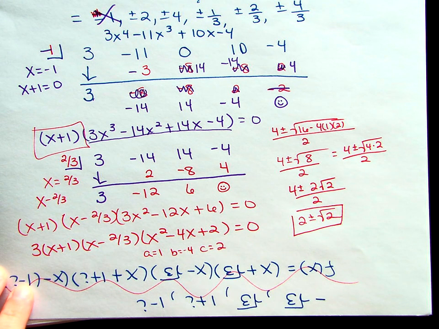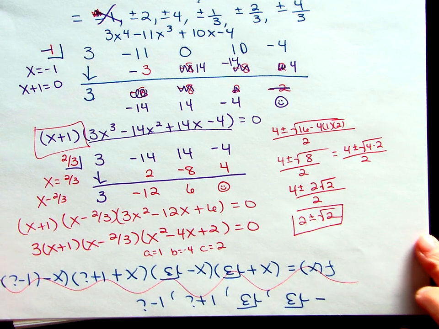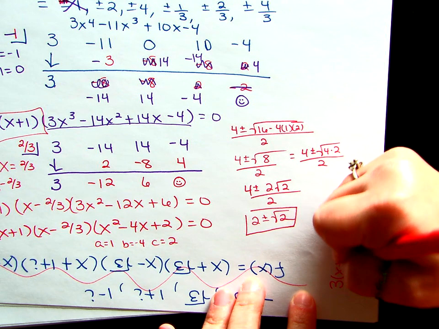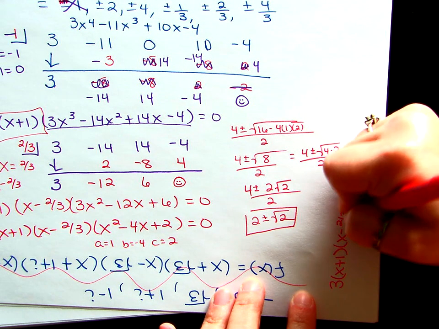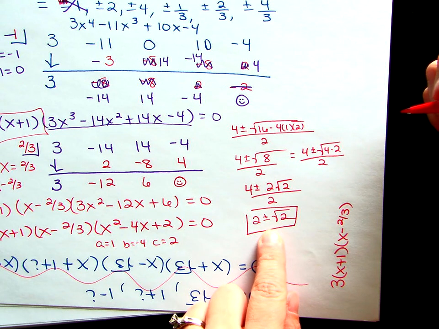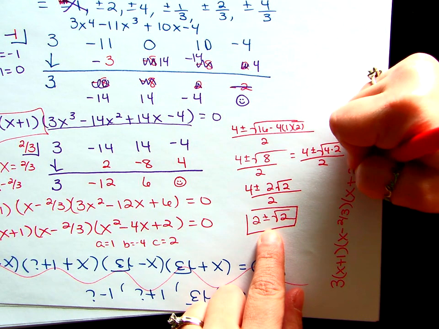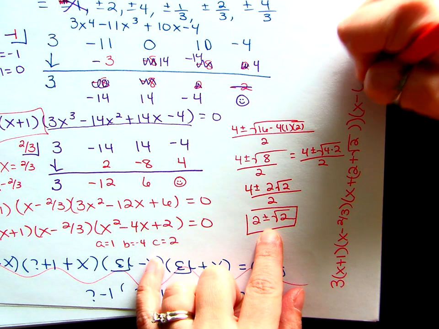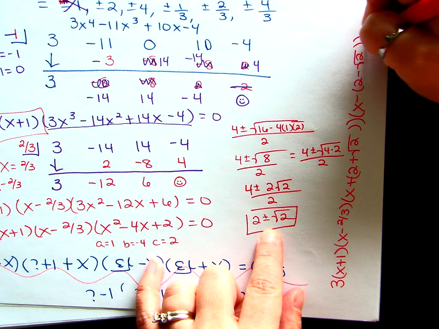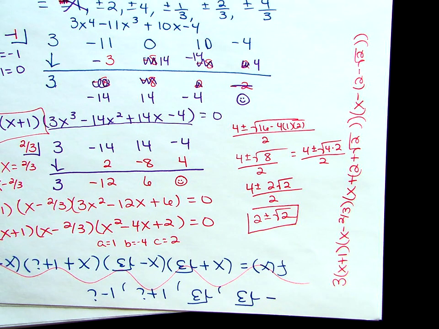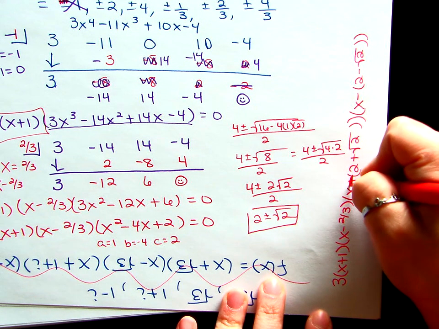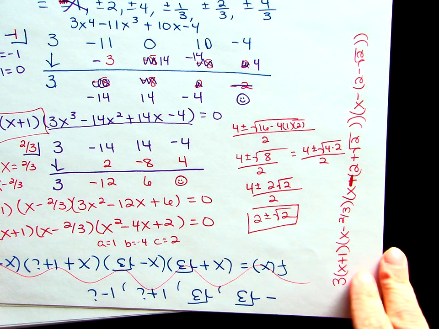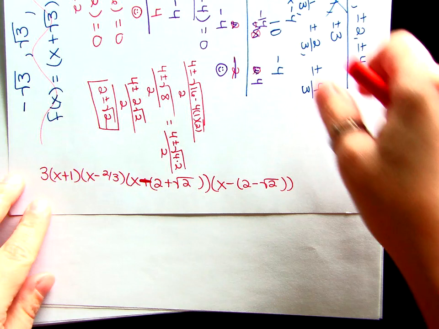I'm going to probably have to turn my paper because I ran out of room. We had 3 times x plus 1 times x minus 2/3. And then now we have these 2 new zeros, where we have x plus 2 plus square root of 2 and x minus 2 minus square root of 2. Those are both minuses. That's a minus in there. Yep. That's one really long factorization.